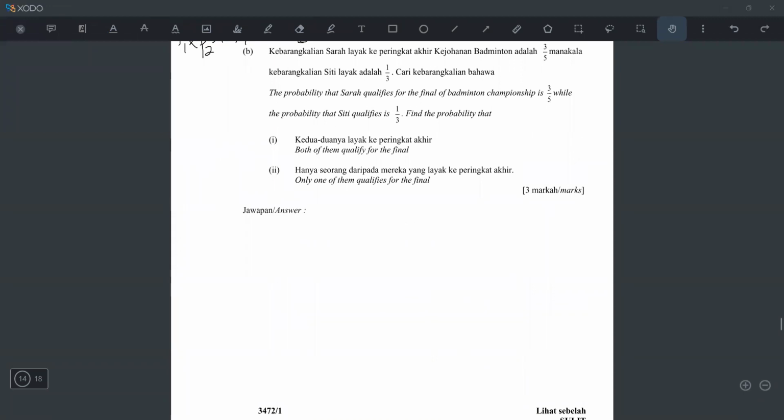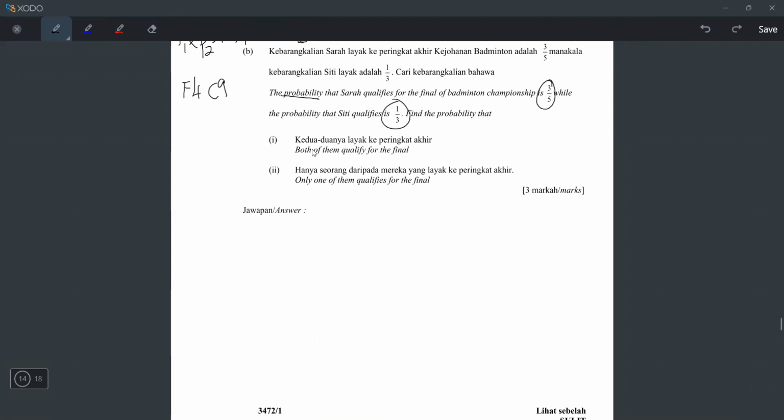So let's check. 12, yeah, 60, correct. Okay, let's go to B. The probability that Sarah, okay, so definitely talking about probability, right? So you know it's from Form 4 Chapter 9, probability. So let's write it nicely. The probability that Sarah qualifies for the final of the badminton championship is 3/5, while the probability that Siti qualifies is 1/3. Find the probability that both of them qualify for the final.